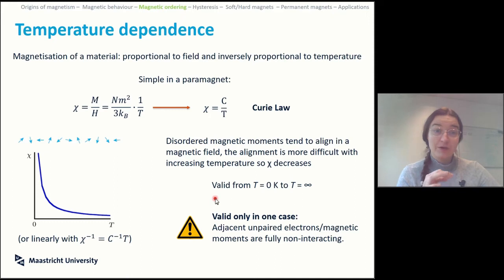If your paramagnet is not perfect, it means that adjacent unpaired electrons and the magnetic moments of adjacent atoms will not be independent of each other. So in a perfect paramagnet, you have complete independence from anything that is side by side. They can just orient themselves in whichever way from 0 to infinity Kelvin. But in a non-perfect paramagnet, at some point you might get the effect of interactions, and the effect of interactions will add themselves on top.